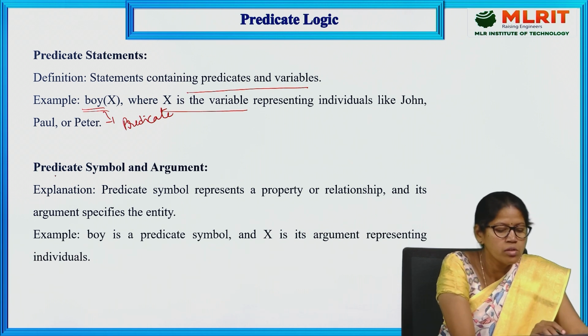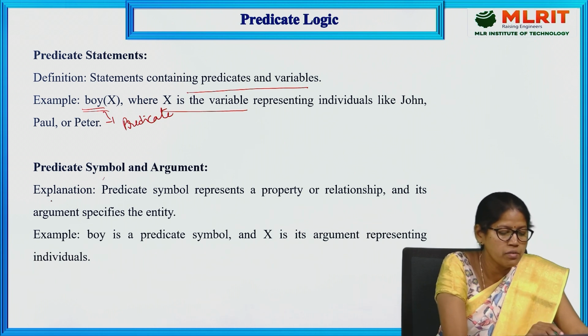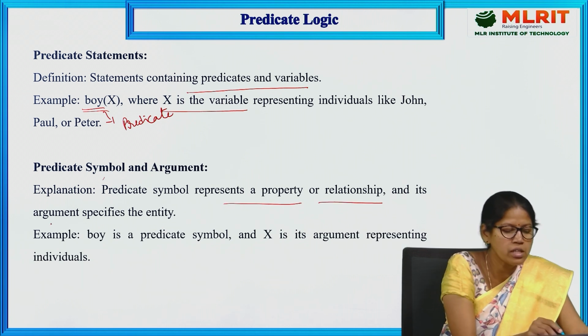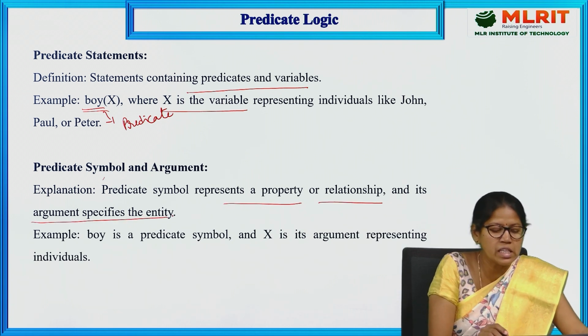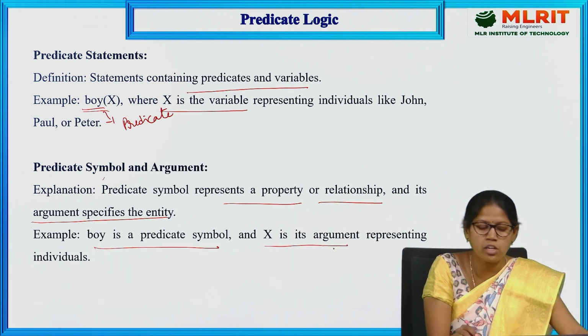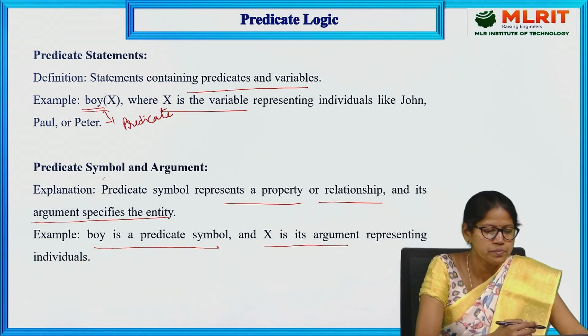Now the predicate symbol and argument definitions. A predicate symbol represents a property or relationship, and its argument specifies the entity. Boy is a predicate symbol and X is its argument, representing the individuals, which means Paul, John and Peter.